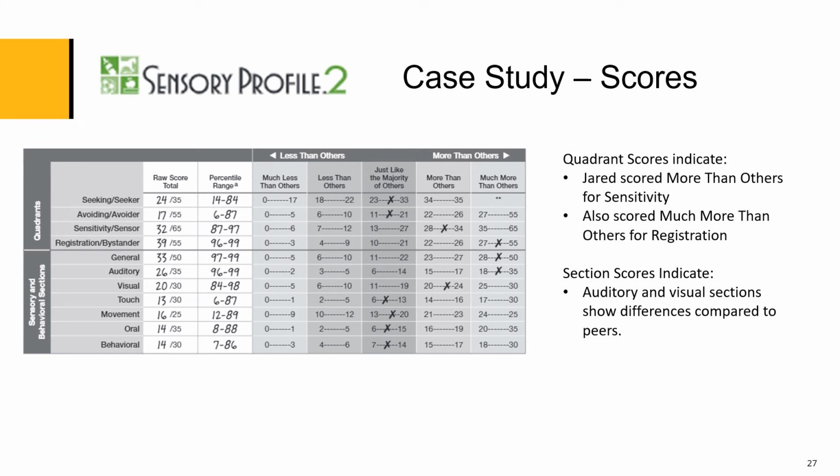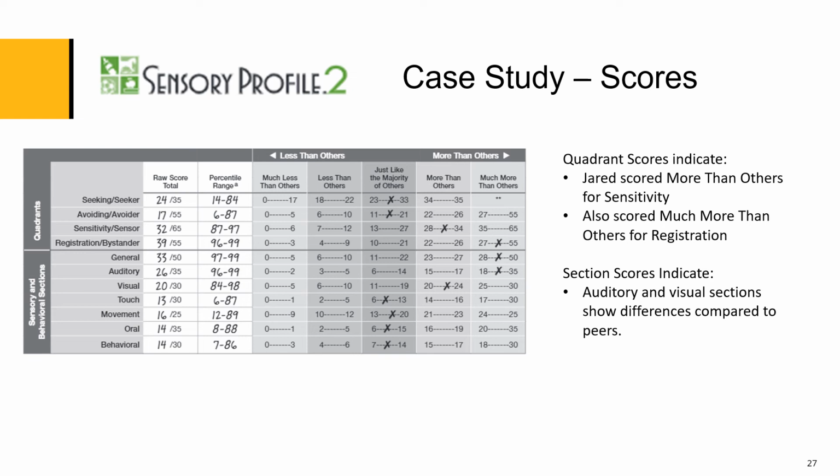So you can see here his scores from the sensory profile. He has scored more than others for sensitivity, which indicates he has a low threshold for certain stimuli, and particularly within auditory and perhaps visual processing as well. You can see as well that he's scored much more than others for registration, which indicates he's also missing cues more than his peers. This might appear to be contradicting, as one score reflects lack of noticing and the other reflects more frequently noticing. However, it is consistent with observation from his OT and his parents as well.